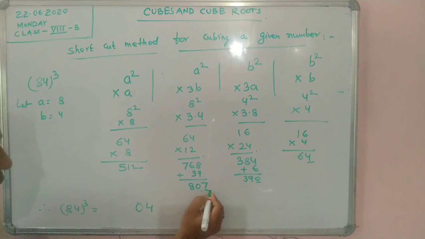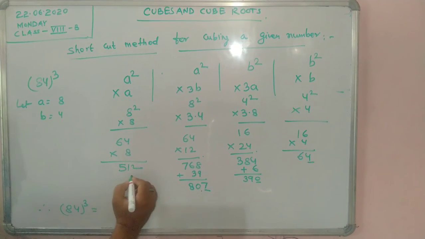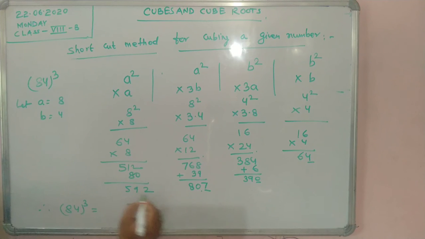Now this 7 will be kept here. 80 will be transferred to the last column. Now it will get added finally. This is 2, this is 9, this is 5. So 592. This is your cube of 84. I hope that you have learned this one in the best possible way.